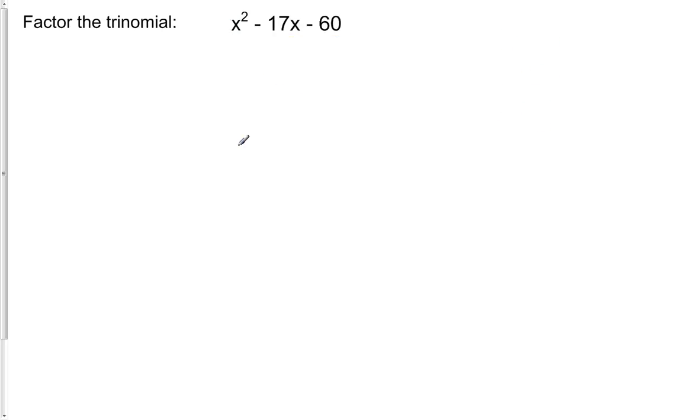Let's do another example. Same idea here. We're looking for two numbers that multiply to negative 60 and add up to negative 17, such that we can fill in these empty parentheses here and successfully unfoil the trinomial. My strategy is to start out with all the different possible combinations you could do to multiply to negative 60 and see which one adds up to negative 17.